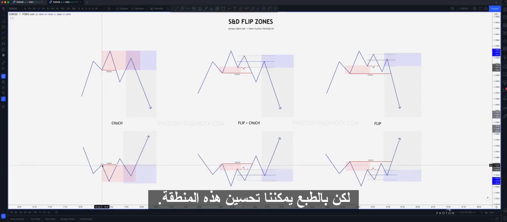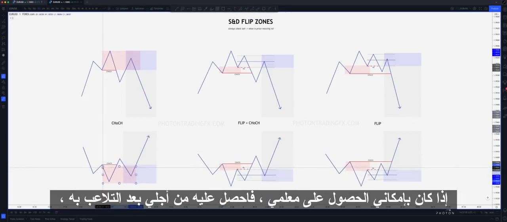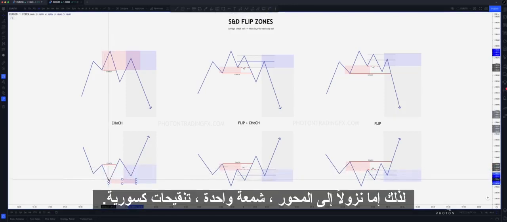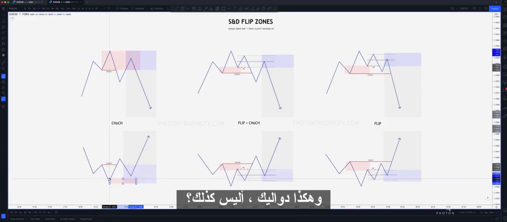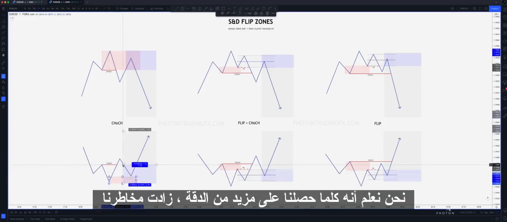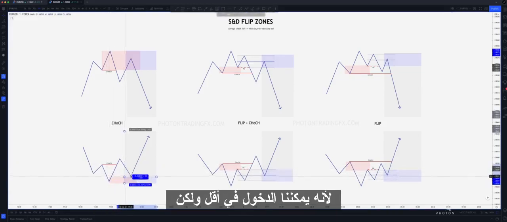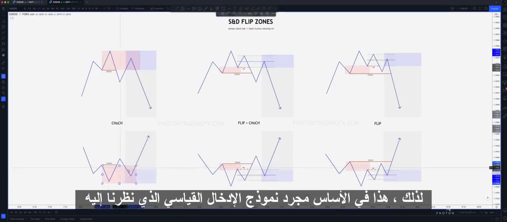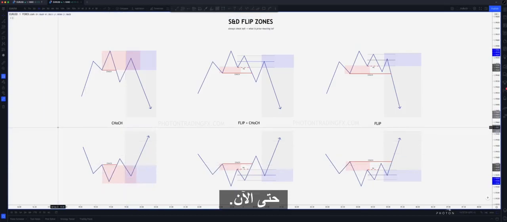But of course, we can then refine that zone, if I can get my mouse to grab it for me. I have to play around with that. To either the pivot, one candle, fractal refinement, and so on and so forth. We know the more refined we get, the more we can increase our risk to reward, because we can enter in lower, but potentially we may get missed. So that's essentially just our standard entry model that we've looked at so far.